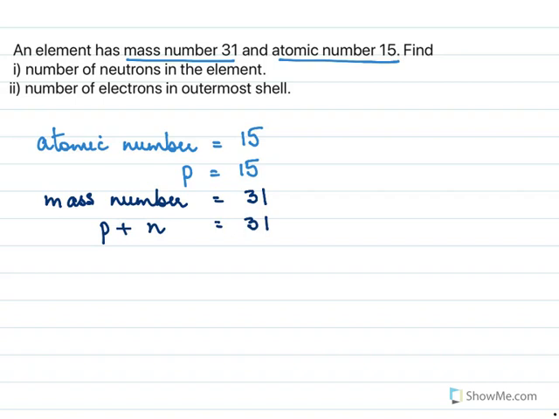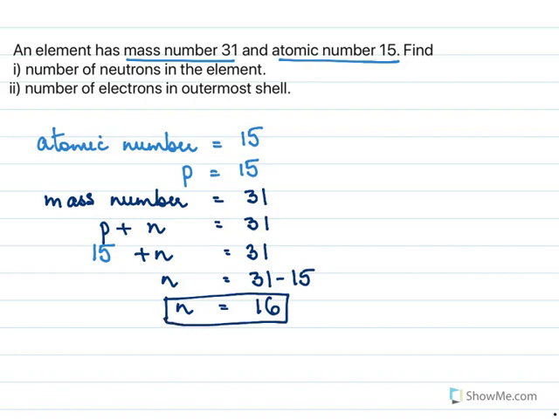Now we know that protons is 15, plus neutrons is 31. So neutrons is 31 minus 15, so neutrons will be 16. So the number of neutrons is 16.